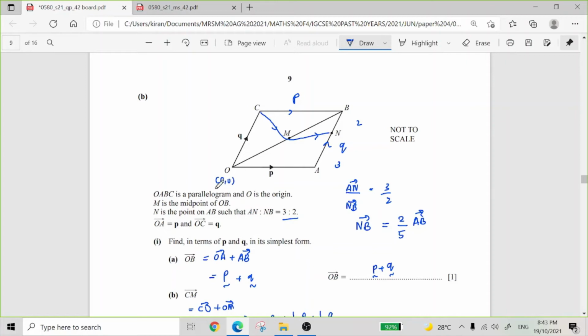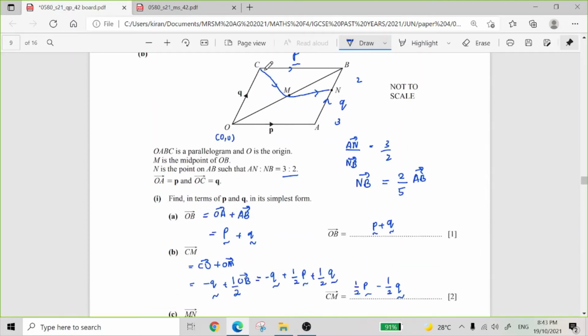Since this is a parallelogram, it means that OC is parallel to AB and they have the same vector, which is q. Same goes for the vector CB, which is also p, equal to the vector OA since they are parallel. Find in terms of p and q in its simplest form. For the vector OB, we have OA plus AB. OA is p and AB is q, so p plus q.